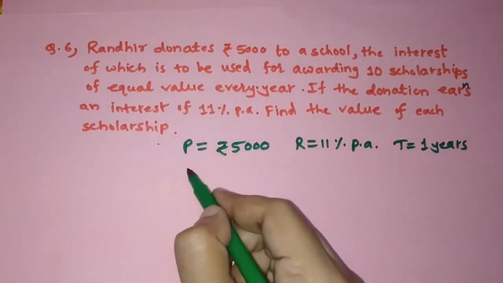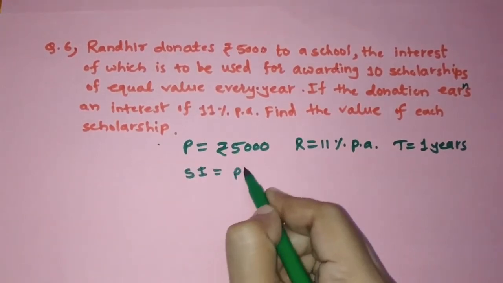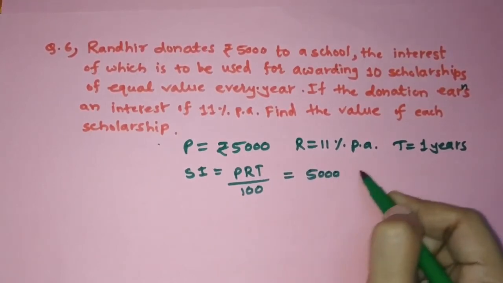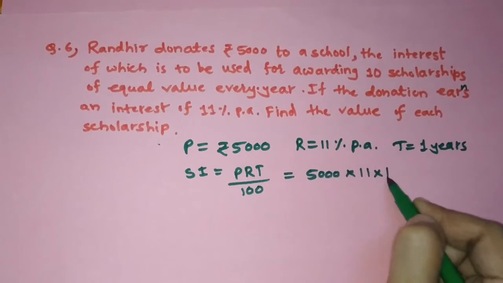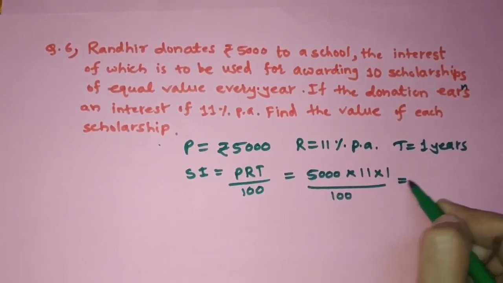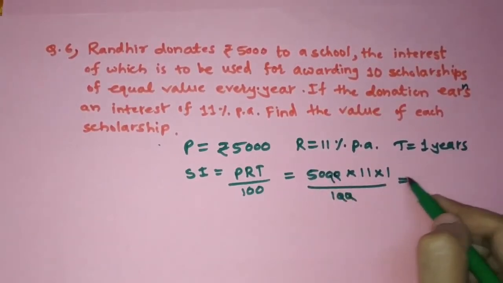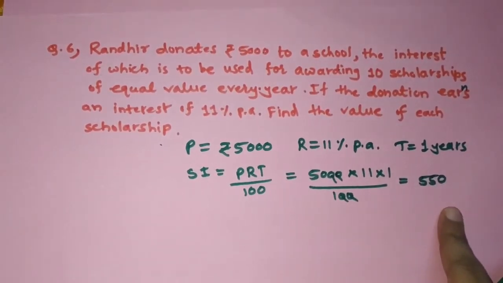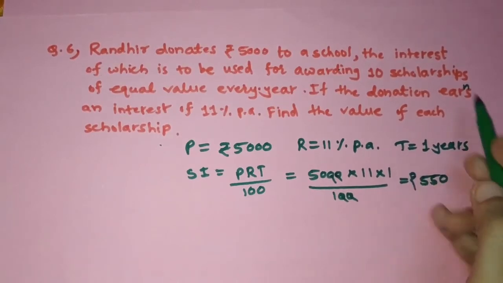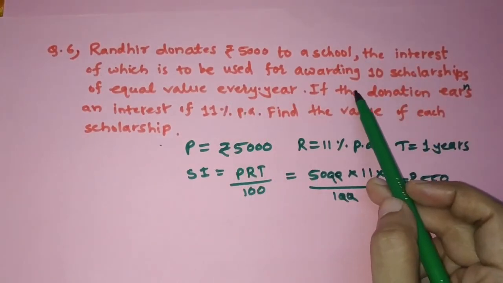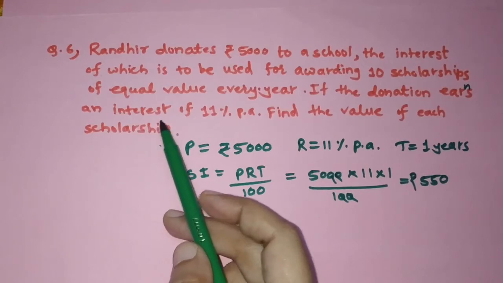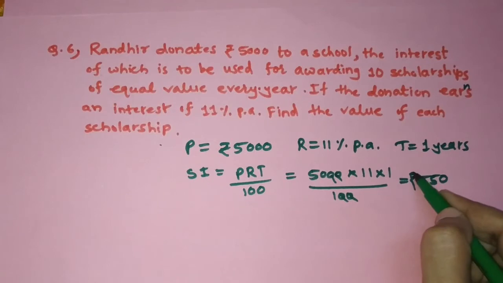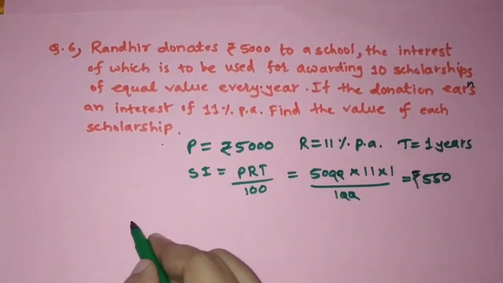So first of all, we'll find out the simple interest, PRT divided by 100. So 5,000, rate of interest is 11, for 1 year, and 100. Just do this simple calculation, we'll get 550. So he is earning 550 rupees. He is using this for awarding 10 scholarships. So the value of each scholarship we will write down.